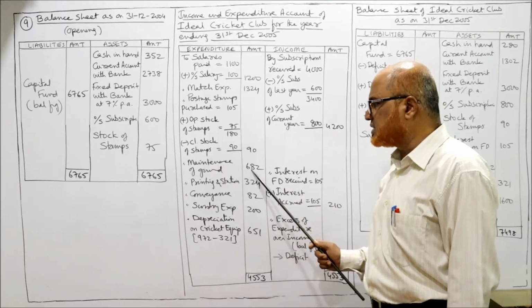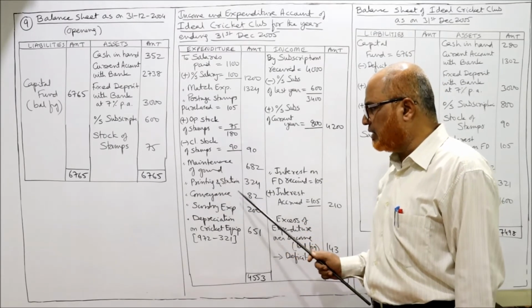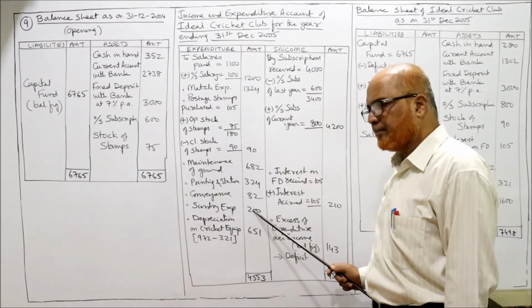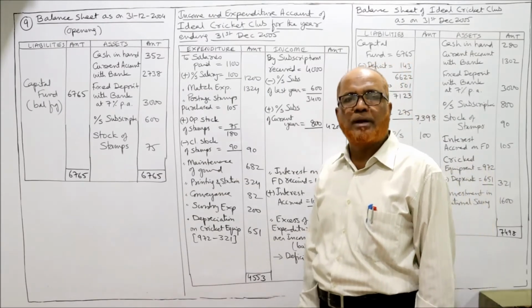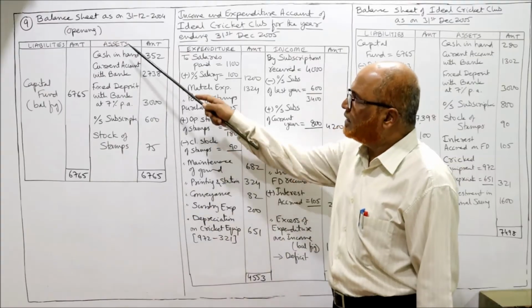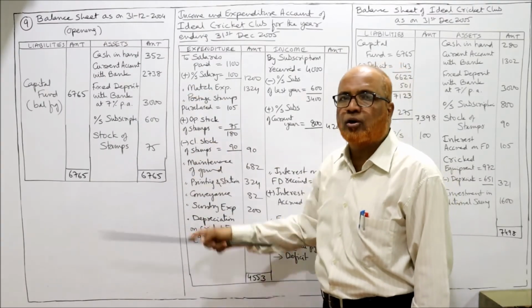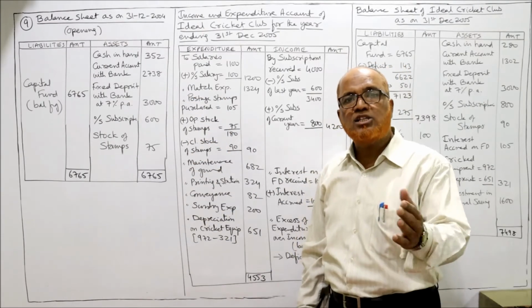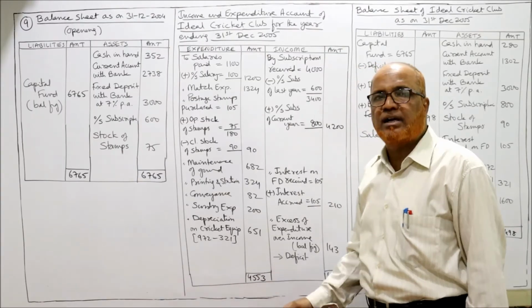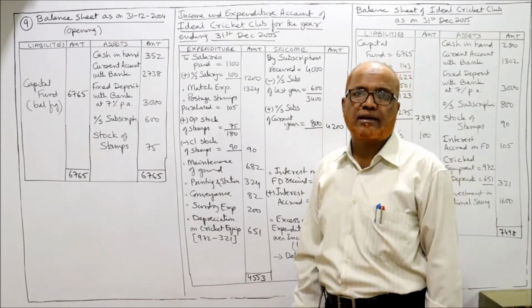देन मेंटेनेंस ऑफ ग्राउंड सेम वैल्यू, प्रिंटिंग एंड स्टेशनरी सेम, कन्वेयंस सेम, नो डिफरेंस, सन्डरी एक्सपेंसेस सेम. डेप्रिसिएशन ऑन क्रिकेट इक्विपमेंट. देयर इज नो क्रिकेट इक्विपमेंट एट द बिगिनिंग ऑफ द ईयर. शुरू में कोई क्रिकेट इक्विपमेंट नहीं था. ड्यूरिंग द ईयर देयर इज परचेज ऑफ क्रिकेट इक्विपमेंट फॉर 972. यू कैन सी द पेमेंट साइड.